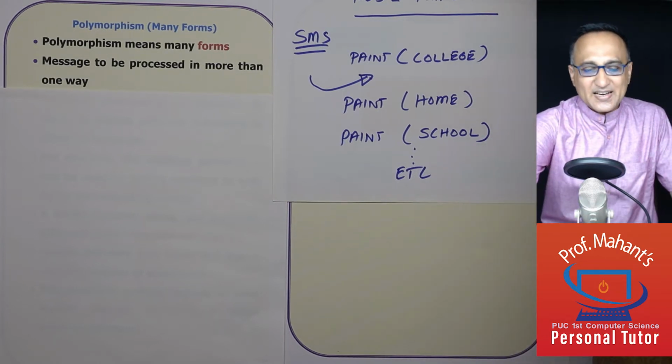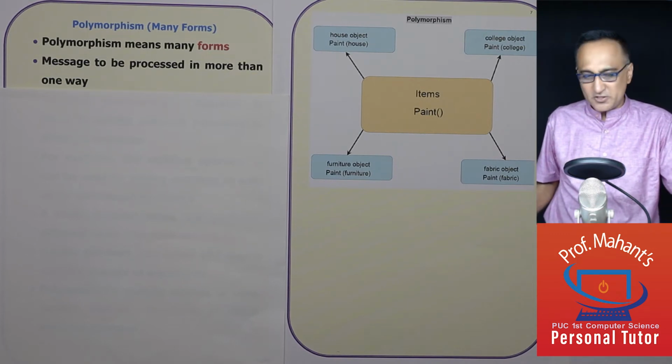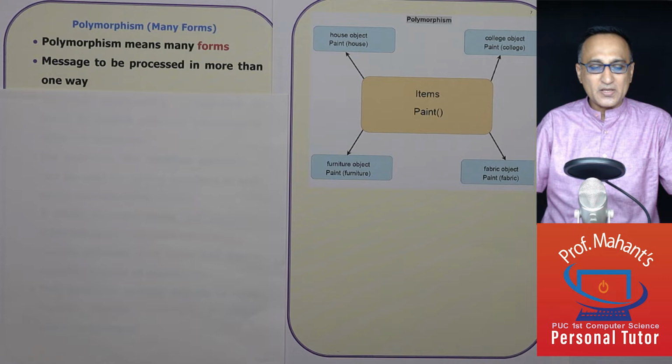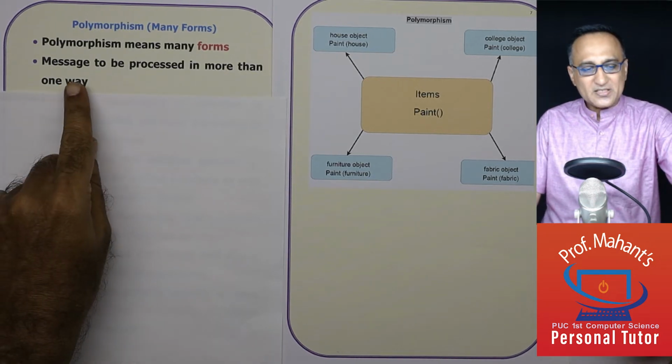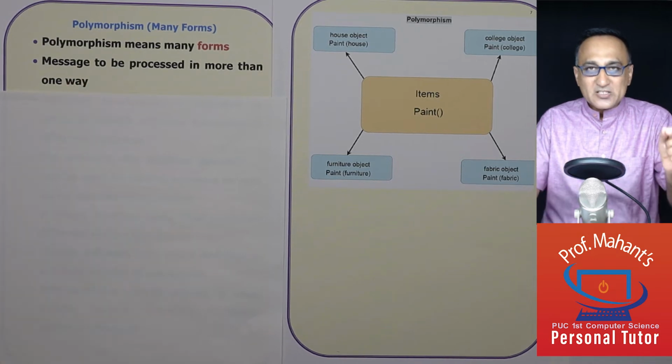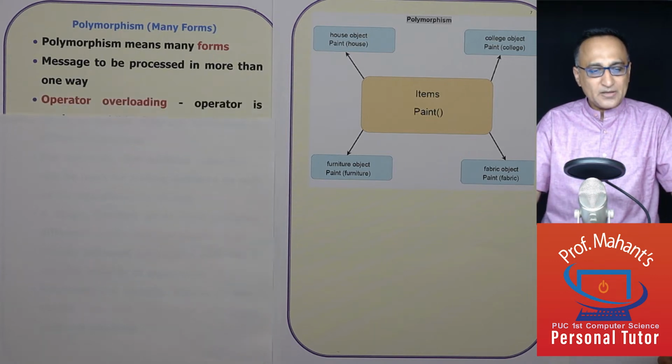So this is exactly what you mean by polymorphism. One name, many functions, or many ways of doing the same thing by giving it the same name. So here what I did is the message was the same, but based on the value, I processed it in different ways. But the name of the message was always paint.